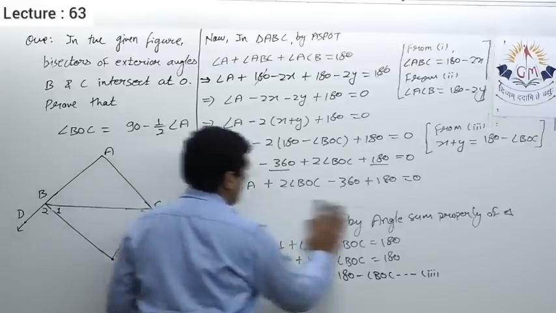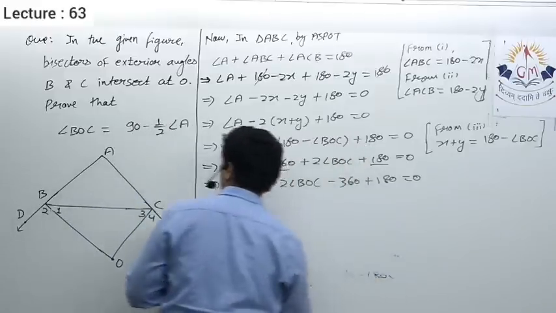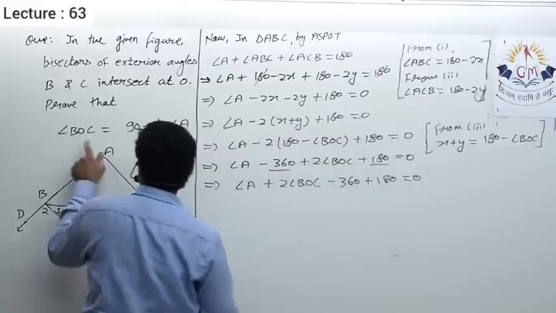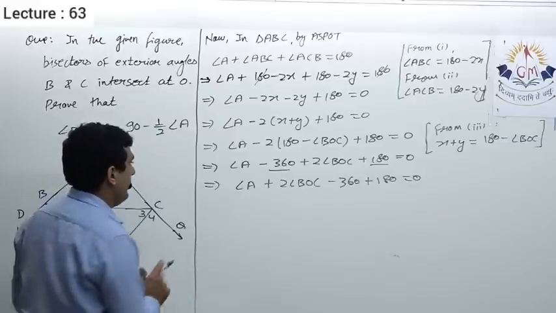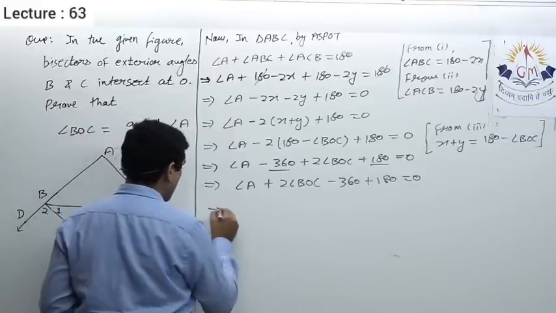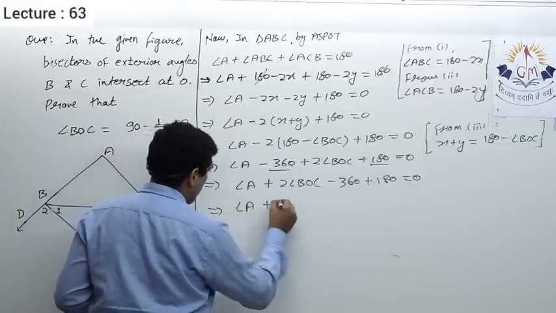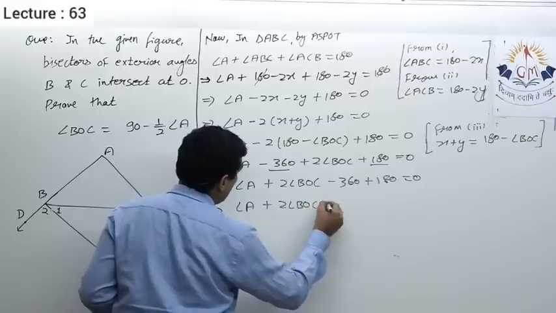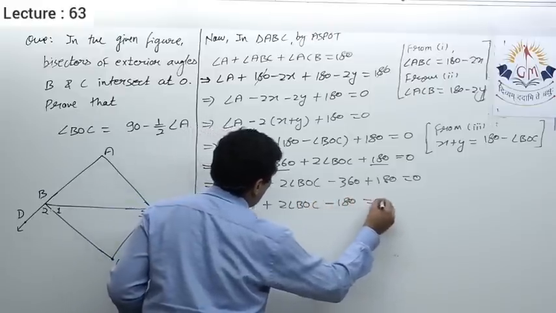Okay, now let us see what further we are getting. Now we need BOC equal to 90 minus A by 2. So I am taking BOC on this side. Okay, first of all let me write this. Minus 180 is equal to 0.